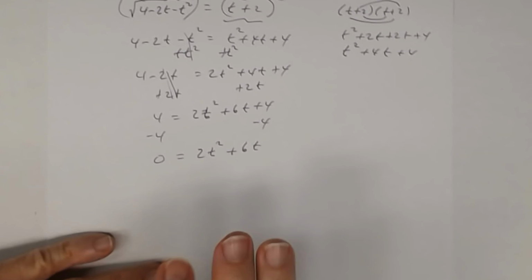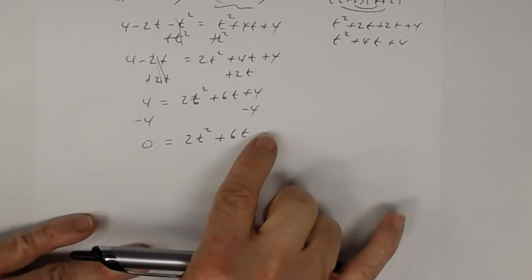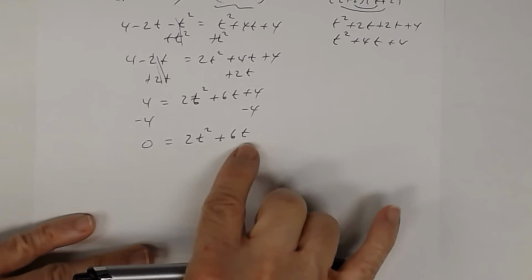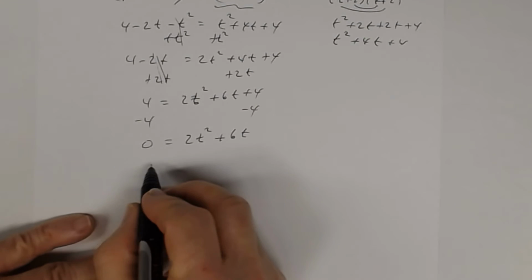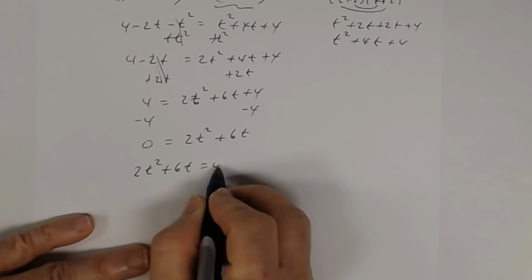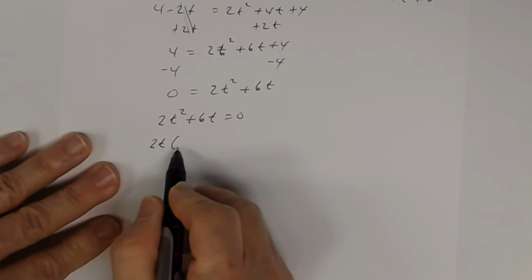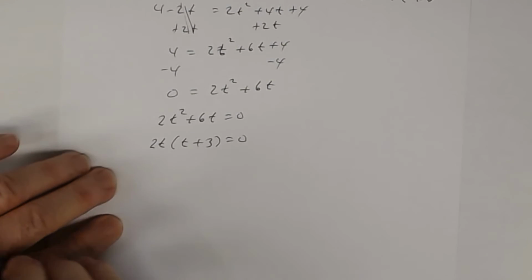Okay, now let's go ahead and factor this. Now notice that there's no constant term there, so the GCF here is 2t. So I'm going to factor out a 2t. And first of all I'm going to transpose those two sides. So I get 2t squared plus 6t equals 0. So I'm going to factor out a 2t. So I get 2t times t plus 3 is equal to 0, right?